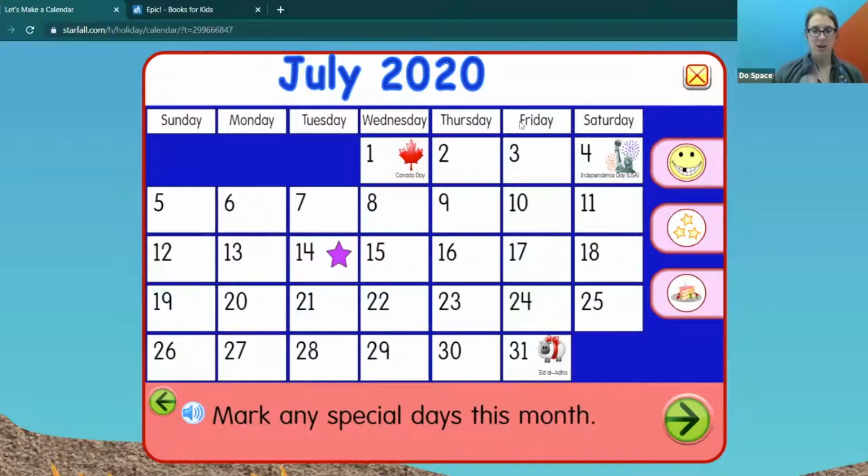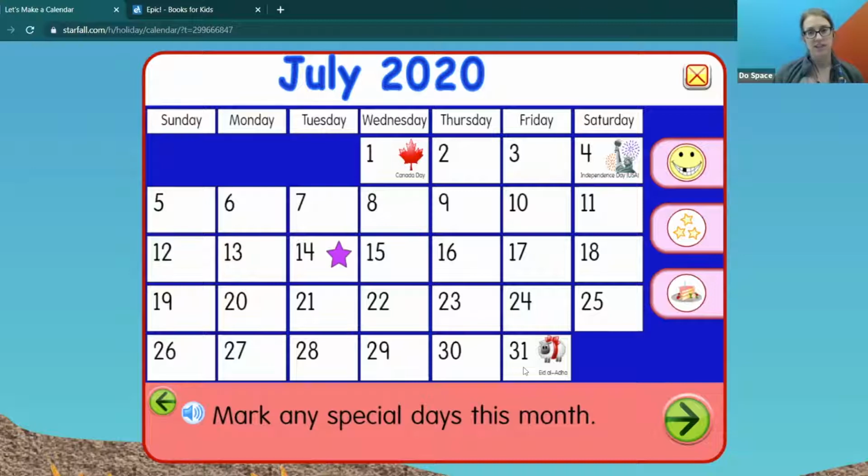And then our last one is on Friday, July 31st, our very last day of the month. It is called Eid Al-Adha. It's an Islamic holiday that is celebrated in the Muslim community. So if you are Muslim, you might be celebrating Eid Al-Adha. That is on Friday, July 31st.